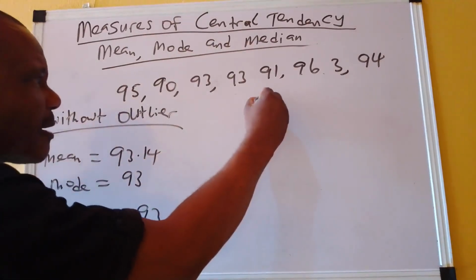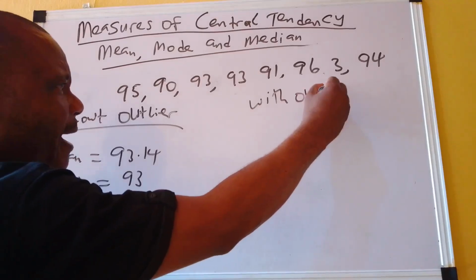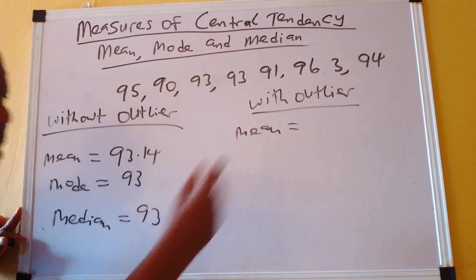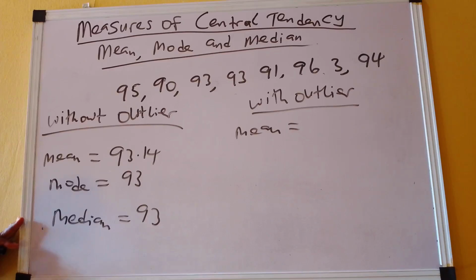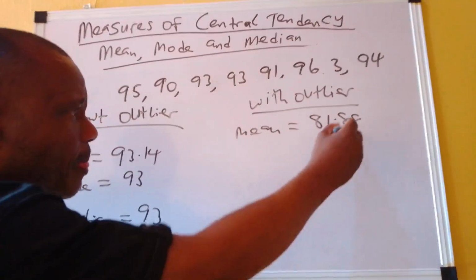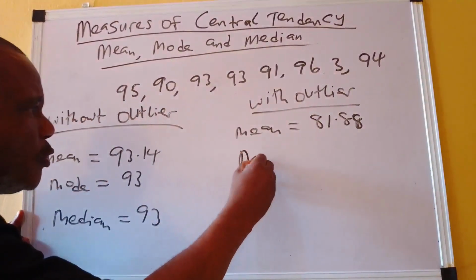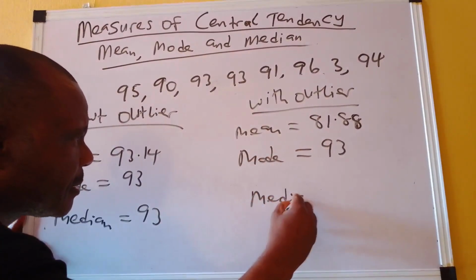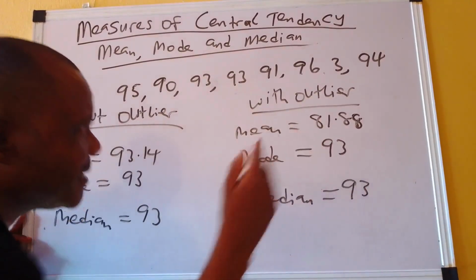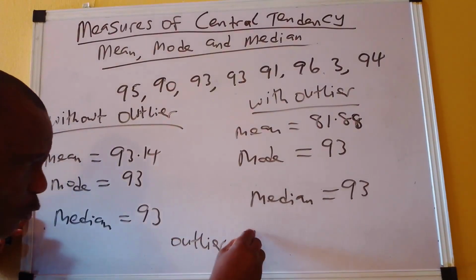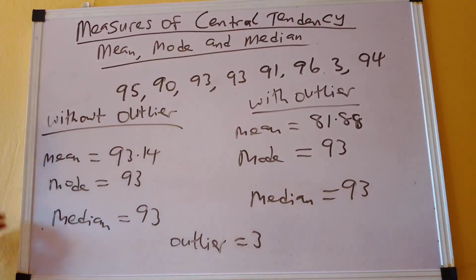Now with outlier, you will see that our mean is equal to 81.88. Our mode is equal to 93, and our median is equal to 93. Note our outlier is equal to 3 from the set of data. You can see the summary of results.